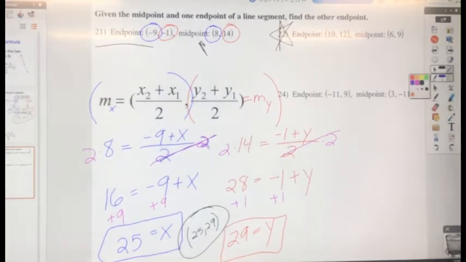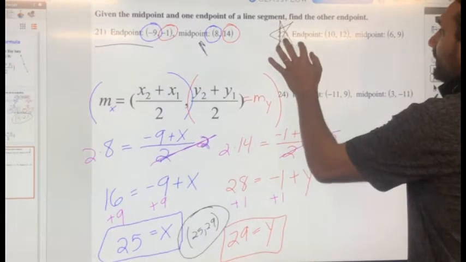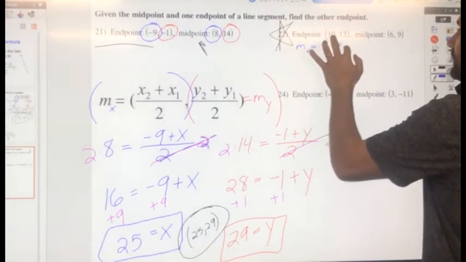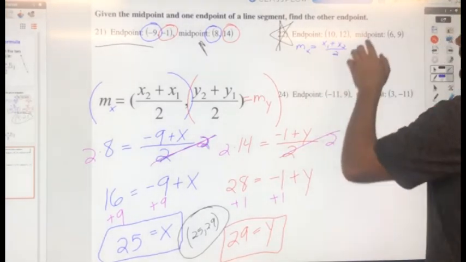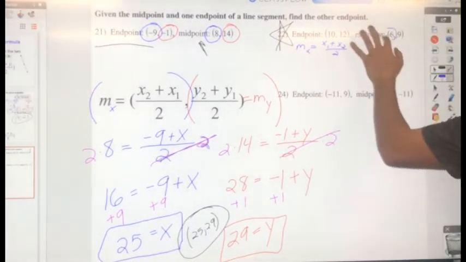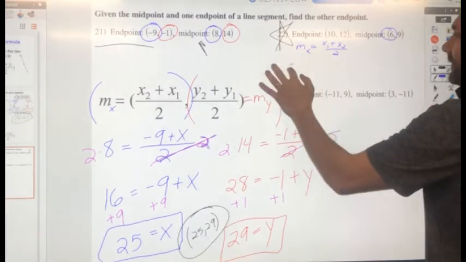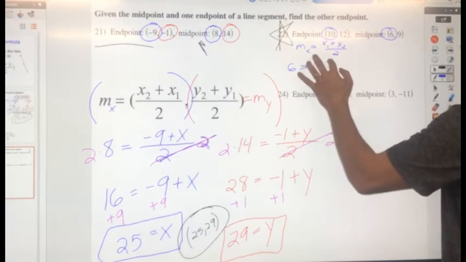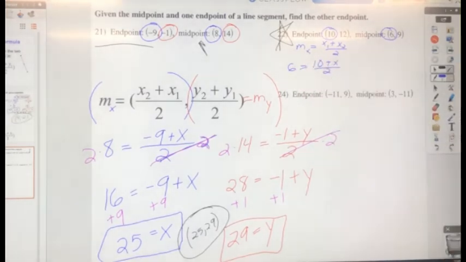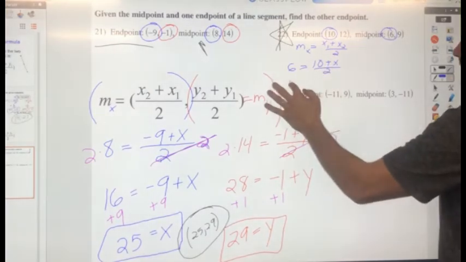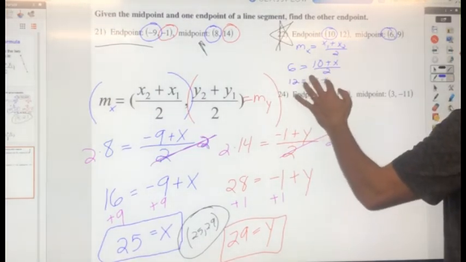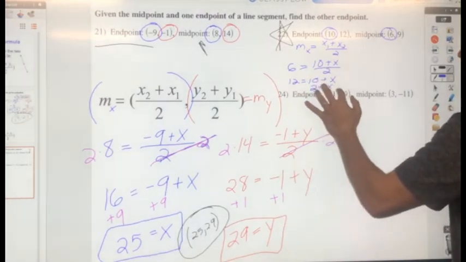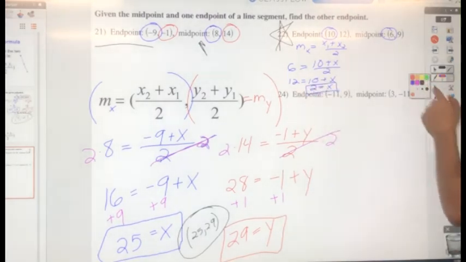All right, let's solve. m of x equals x1 plus x2, divided by 2. My m value here, my x value, would be 6. So 6 equals, grabbing my x value for the other endpoint, 10 plus x over 2. Let me multiply by 2. That's 12 equals 10 plus x. Therefore, x equals 2. So x equals 2.